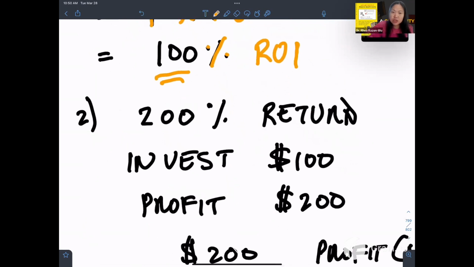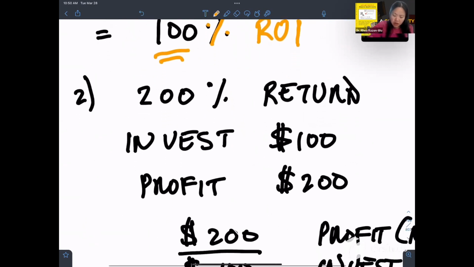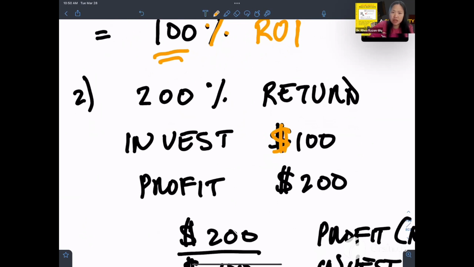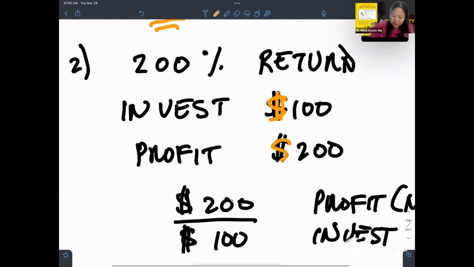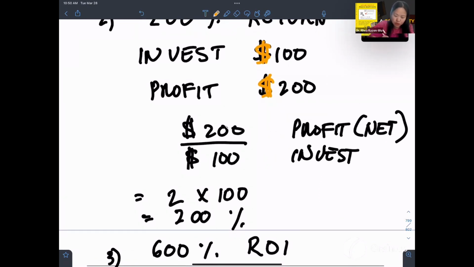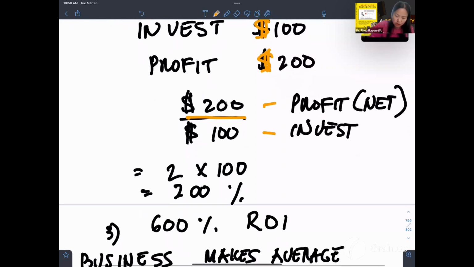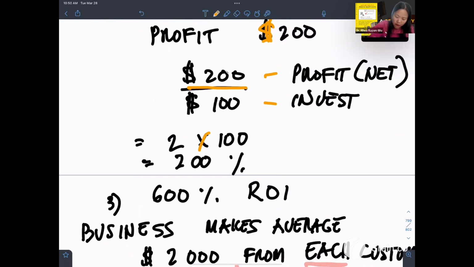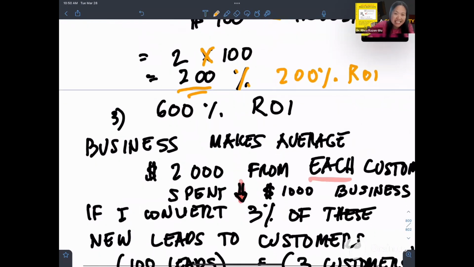Second example, a 200% return. Again, we invest $100 and we get a net profit of $200. So the net profit is 200. We divide it by 100, the money that we invested. So 2 times 100. Why do we have to multiply it? To get a percentage. So this is 200% ROI. Now let's make things more difficult. A 600% ROI. And yes, it is possible.